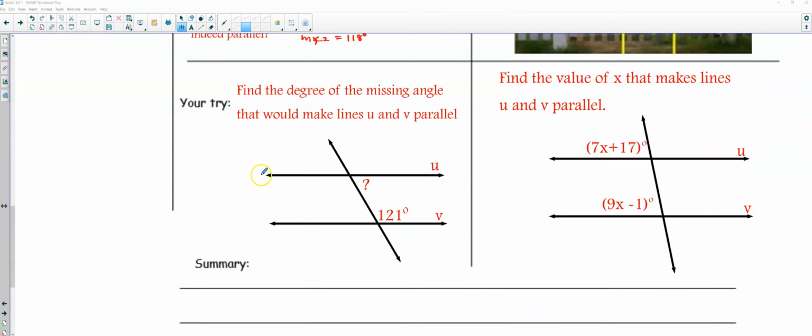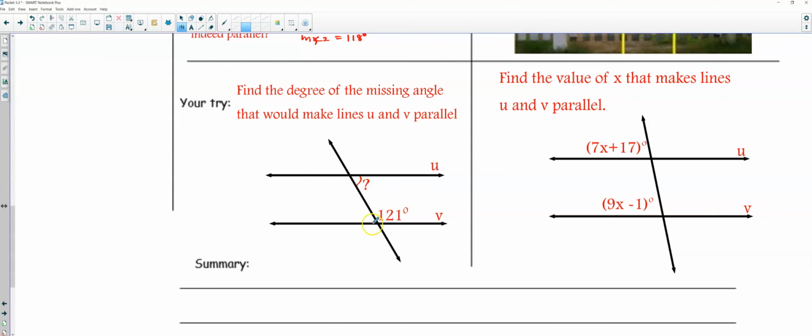Okay? In fact, you try these. Find the degree of the missing angle that would make lines U and B parallel. And then find the value of x that makes lines U and B parallel. You try them, pause the video, and then come back and take a look at the answer and see if you got it right. Okay, I hope you worked the problem and checked.